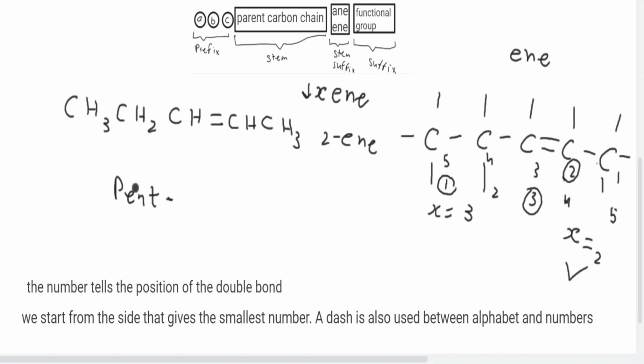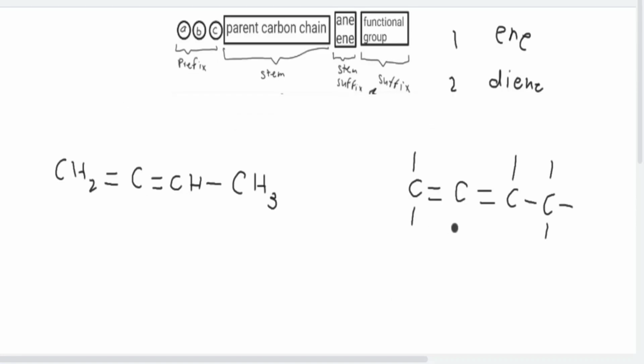I put a dash since this is an alphabet. I write 2 dash ene. Let's do this one last example. I have this 4 carbon chain and 2 double bonds.